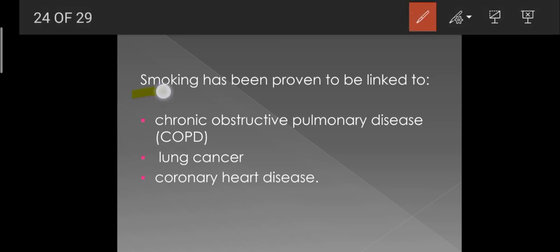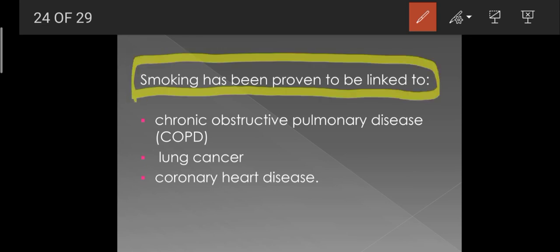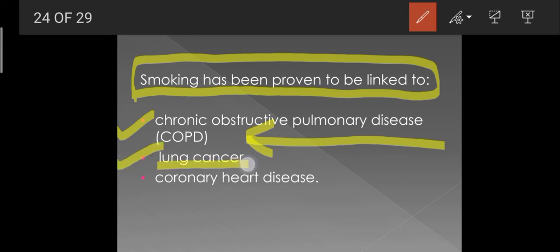Smoking has been proven to be linked to several diseases. So if a person is smoking tobacco for a longer period of time, there are chances of developing chronic obstructive pulmonary disease, which is known as COPD, lung cancer and coronary heart diseases.